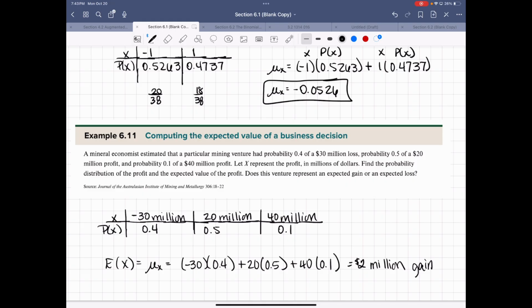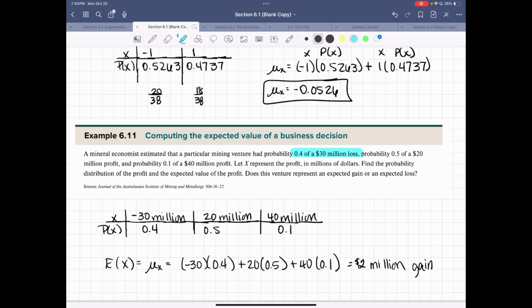Okay, so X is the amount of money that you could gain or lose. That's why the first one starts out, you could lose $30 million. You have a 40% chance of losing $30 million. Okay?